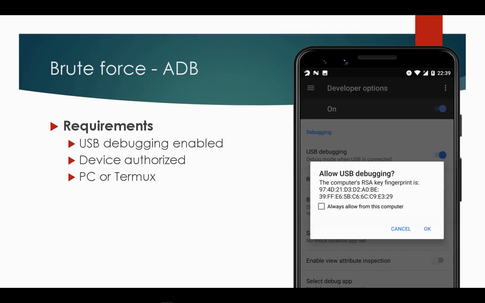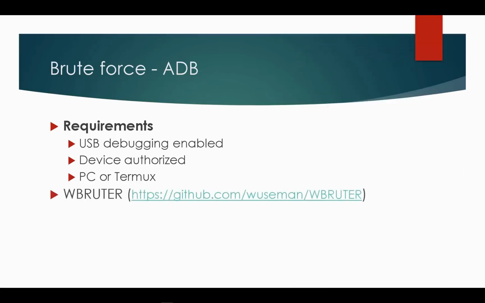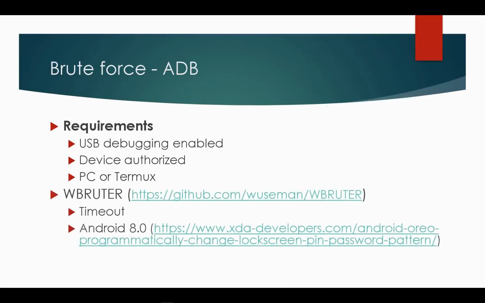another Android. The problem is that if we receive a smartphone that is already locked, there is no way to enable USB debugging and authorize the smartphone. Because of that, I believe this technique is not really useful. Still, I will show you one tool, vBruter, that is available on GitHub. All the links will be posted in the video description.